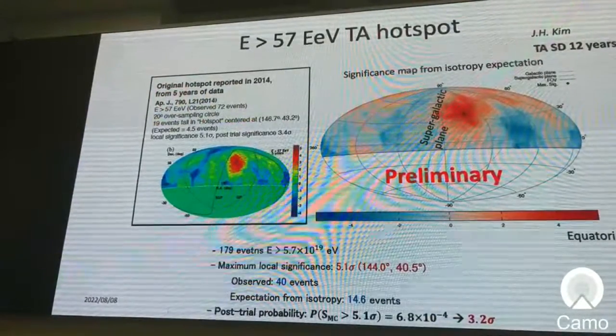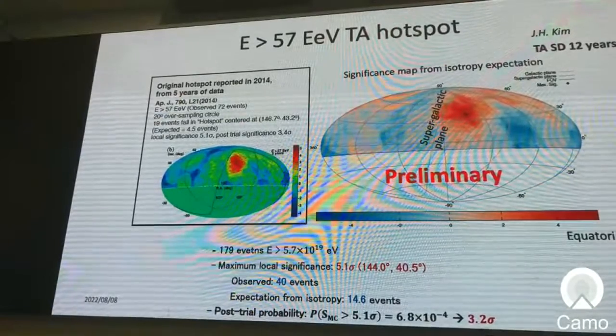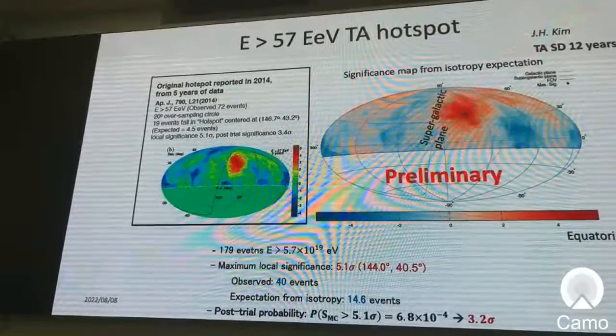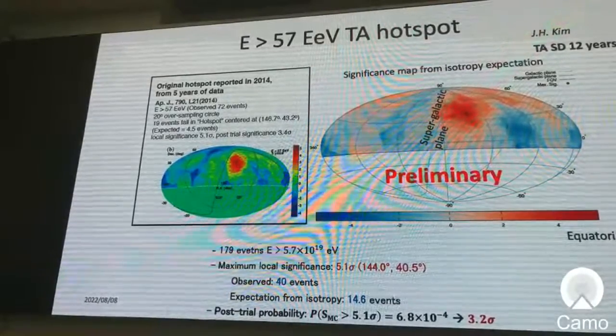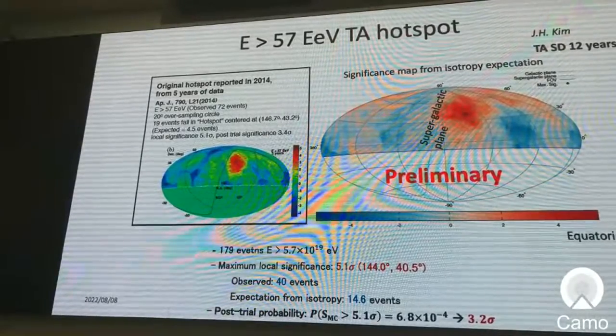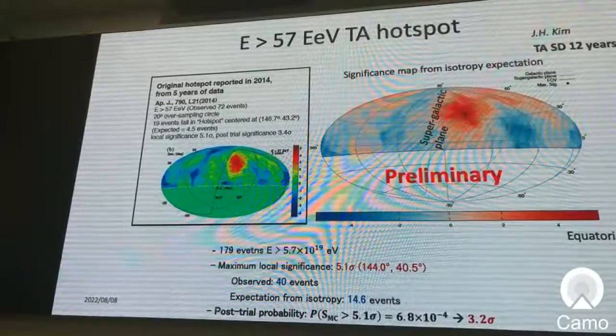So then I move on to the anisotropy result. We keep updating the anisotropy result known as the TA hotspot above 57 EeV. EeV means 10 to the 18 electron volt.